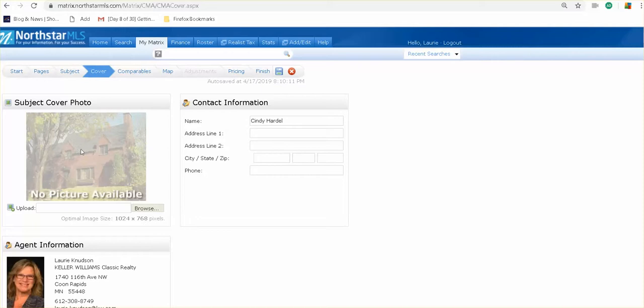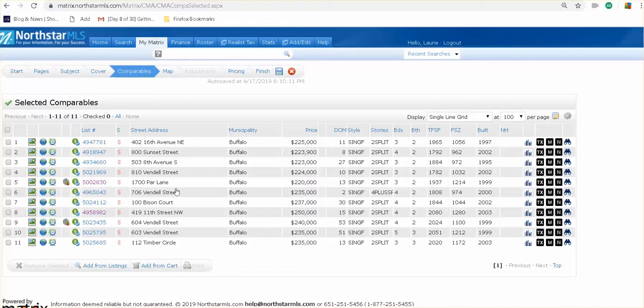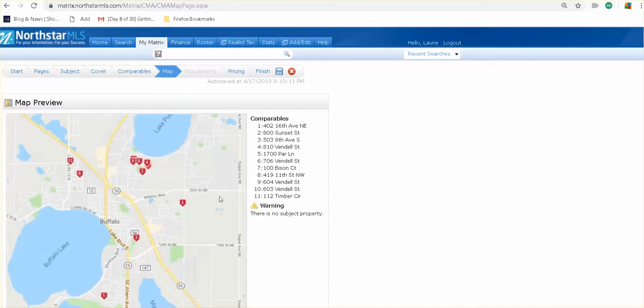Once I determine the property address, I can use browse and bring a picture up that I've taken or one that I know of for the property. Here's a list of all my comparables right here. So those are brought in. Here's my map of comparables. So it'll show all the addresses of properties. And because I didn't put an address in, the subject property, which is in this area, did not show up.